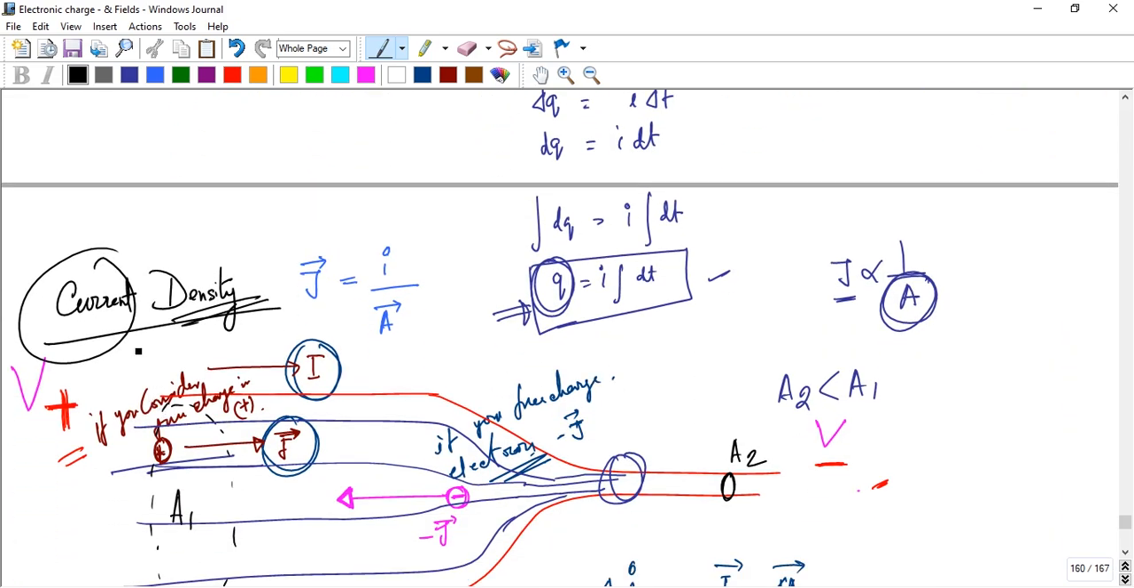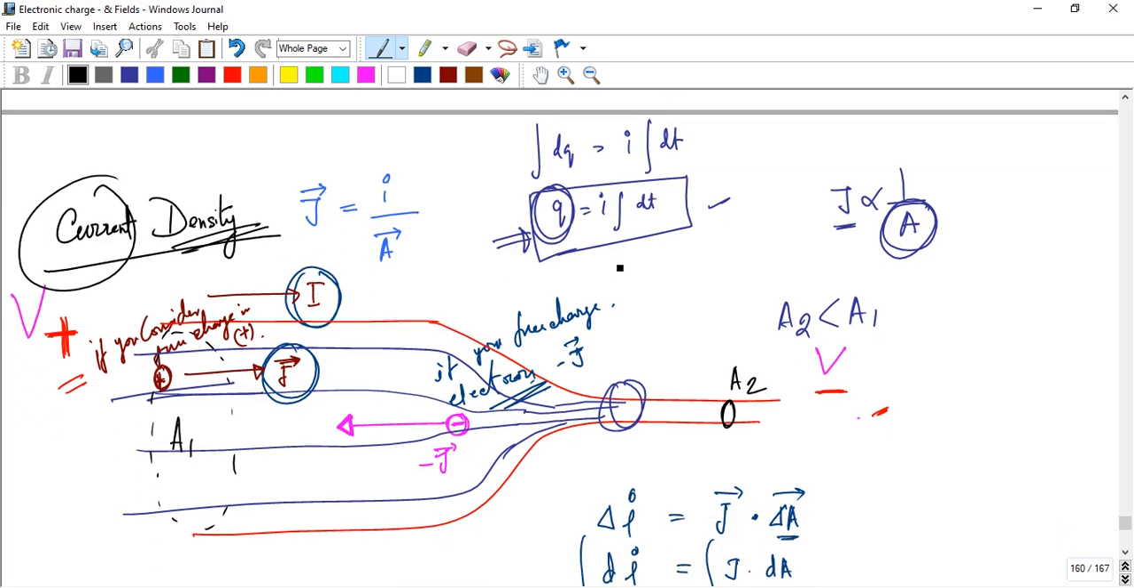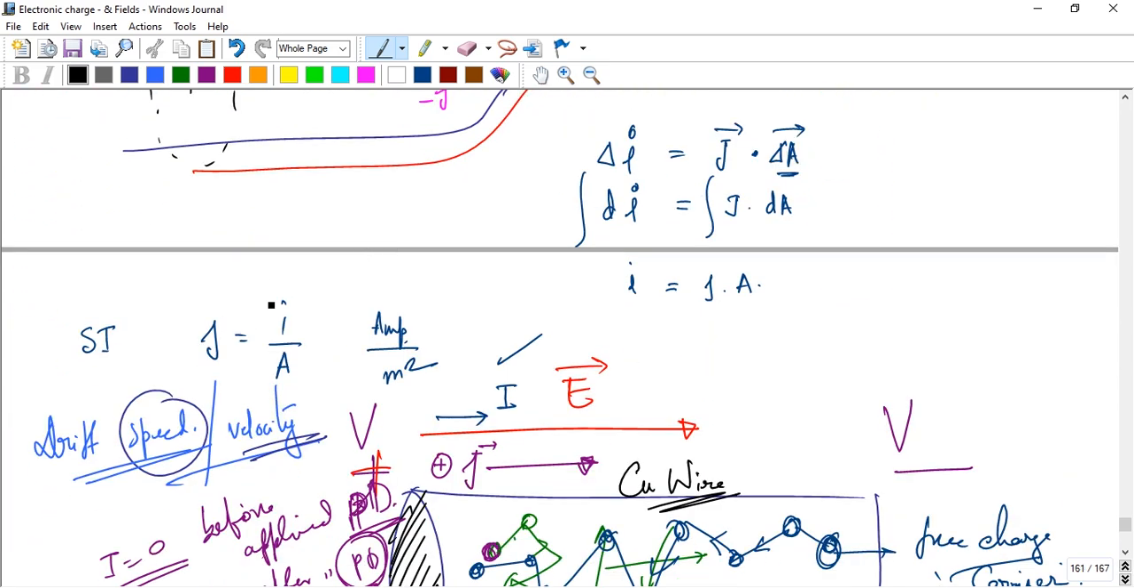And what is current density? We derived some expressions for current density. Actually, current density equals current per unit area. So current density is a vector and current is a scalar quantity. We know that. That is J, and the SI unit is ampere per meter square.